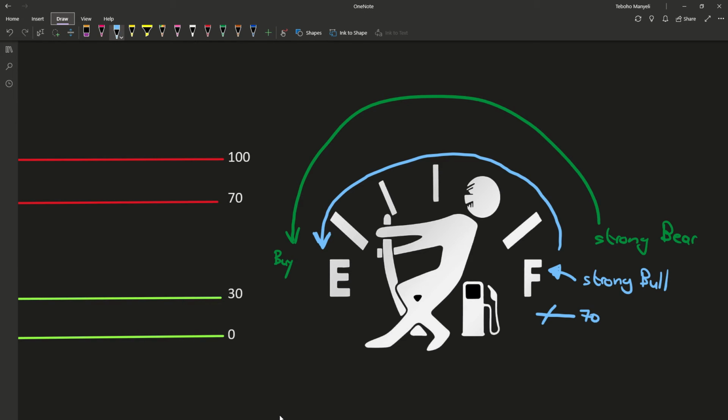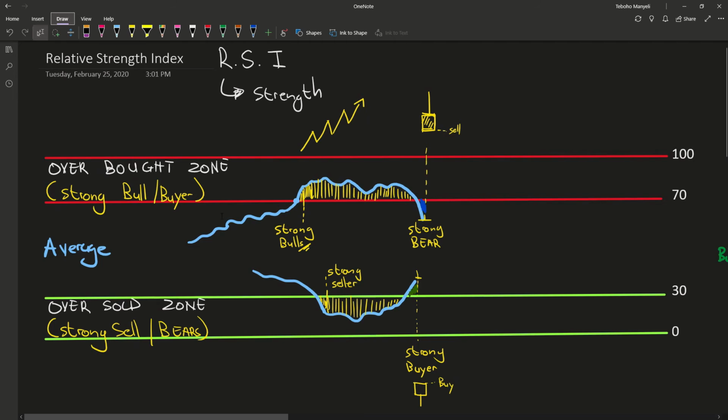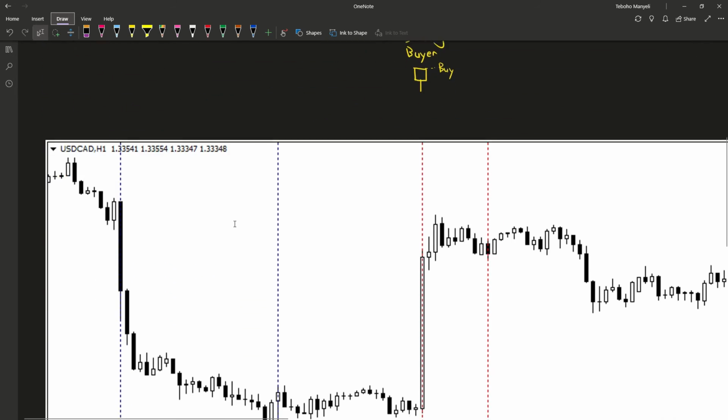Under strong bulls, wait for a strong seller to come in and then also start selling. So that's generally how the relative strength index is used. So let's go look at an actual chart and how this would look. Okay, so let's scroll down here.